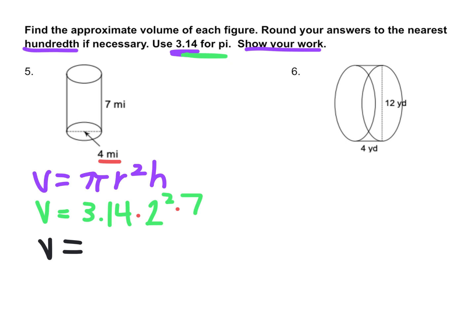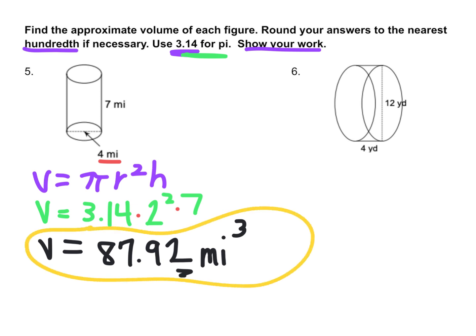Okay, so kind of lucked out because this is already in the hundredths place. I don't have to do any rounding whatsoever. Okay, so I'm just going to tack on my label here, make sure it's to the 3rd power, and that's it. Okay, you try number 6. Again, they gave you the diameter, so cut that diameter in half before you proceed into your formula.